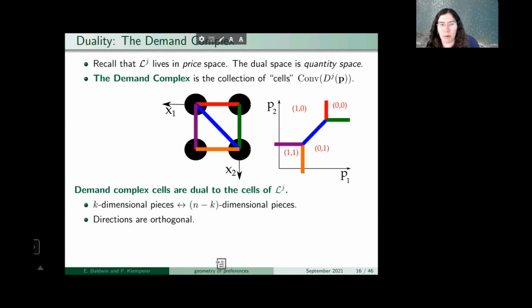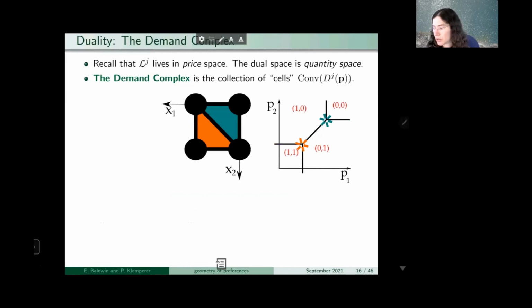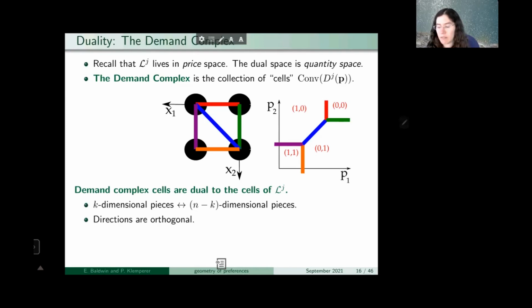And we can see what's going on with this duality is that if we've got k dimensional pieces on one side, then we've got n minus k dimensional pieces on the other side. So here we've got zero dimensional bits in price space, so we've got two dimensional bits in quantity space. Here it's one and one. And we also noticed here that they're orthogonal to each other. And that's because facet normal equals change in demand. So of course they're orthogonal to one another.